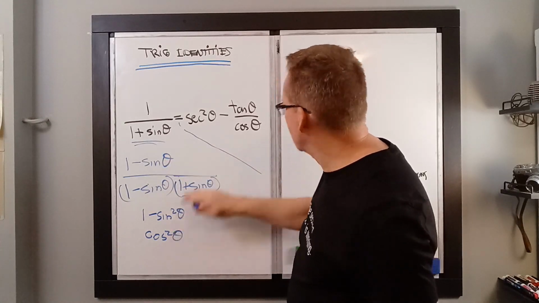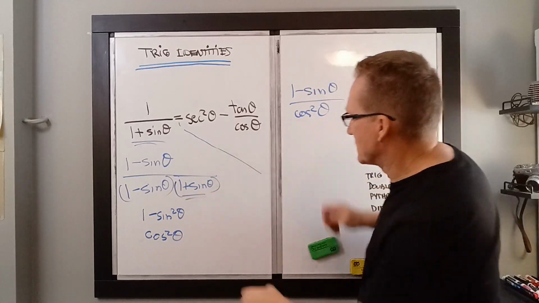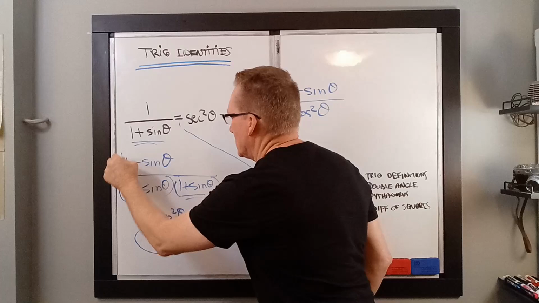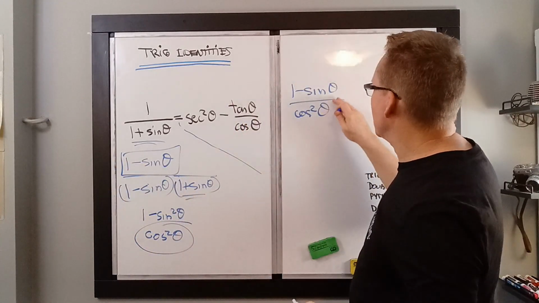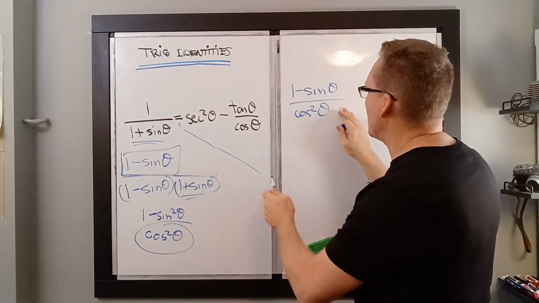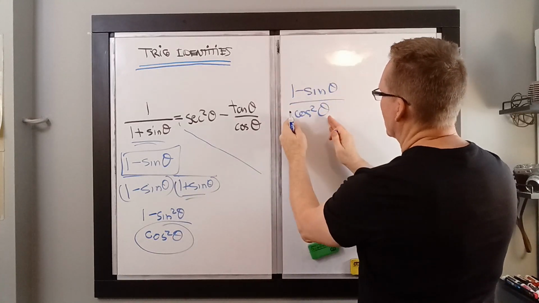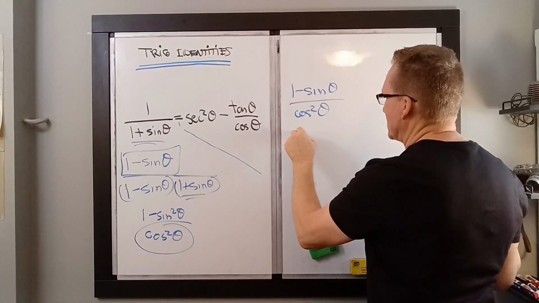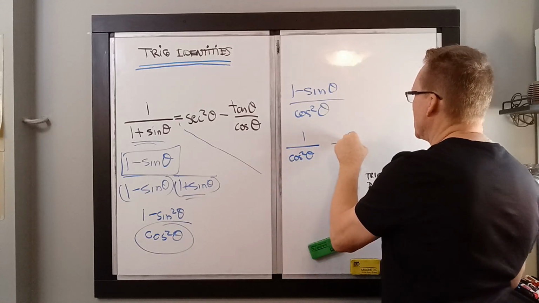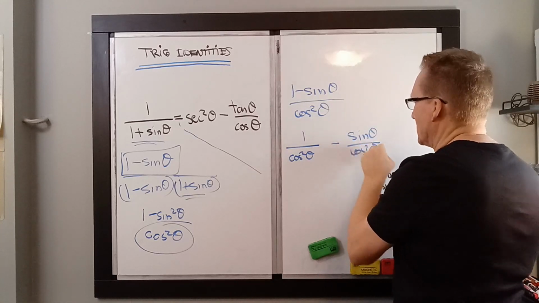I'm going to rewrite this up here. All right, I have rewritten it: this is the denominator, cosine squared right here, and this is the numerator in this box up here, 1 minus sine theta. So I've rewritten this from the left-hand side over here. Now let's see what we can do with this. We've got this over cos squared and this over cos squared. Let's break those up into pieces: 1 over cos squared theta minus sine theta over cos squared theta.